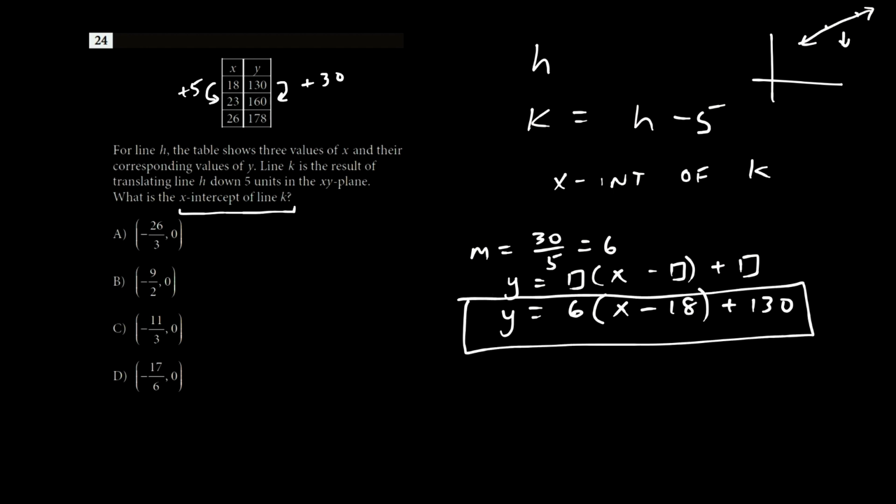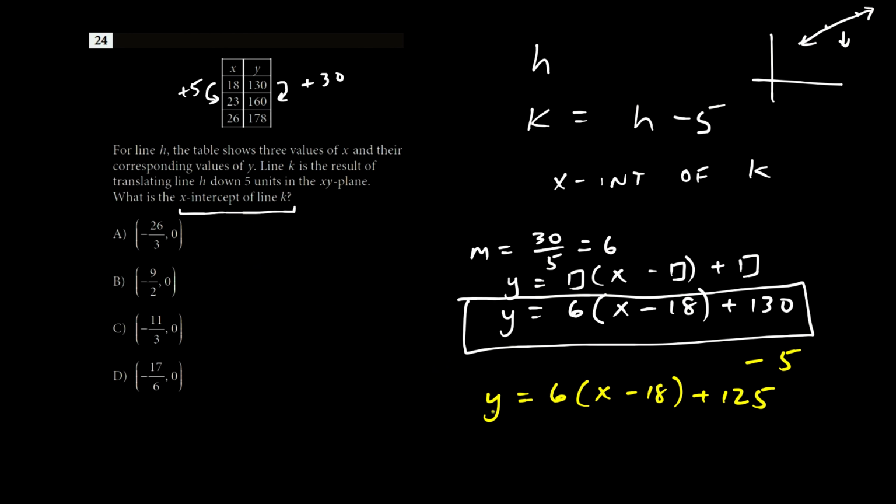And then what we're supposed to do is move this down 5. So that just means subtract 5. We just have to do that to the outside here. So line K is y equals 6 times x minus 18, and this will be plus 125. And they want us to find the x-intercept.